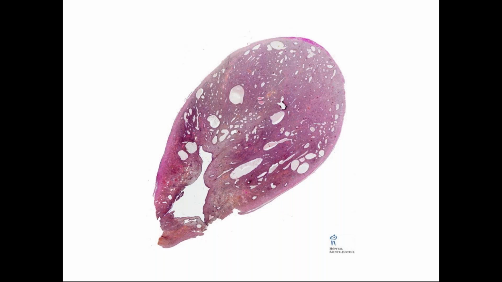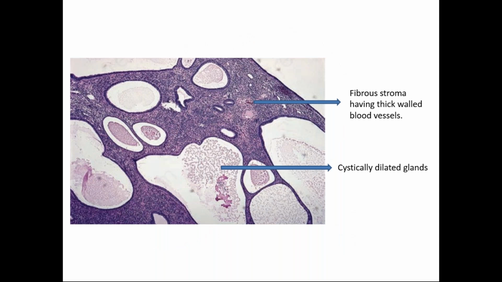This is the overview of a polyp, showing cystically dilated glands as well as normal glands, and the surrounding stroma is fibrous and contains thick walled blood vessels. So these are cystically dilated glands, usually seen in atrophic endometrial polyp.